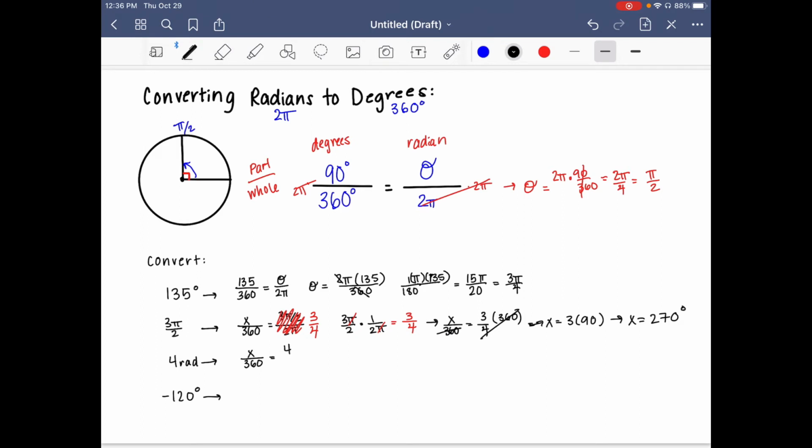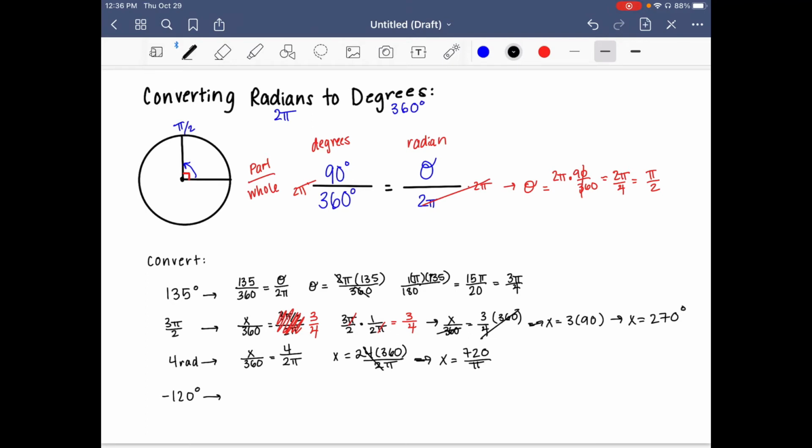I'm looking for my angle in degrees. And they give us 4 radians out of 2 pi radians. Okay, again, all I'm going to do is simplify and cross multiply. So I have x equals 4 times 360 over 2 pi. Now the 4 and the 2 can cancel out to 2. And up top, I will get x equals 360 times 2 is 720 over pi. Weird looking, but I'll take it.